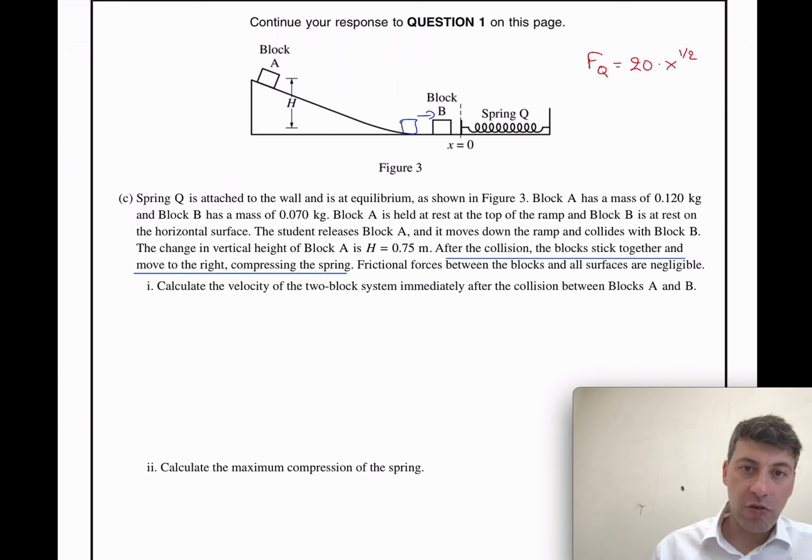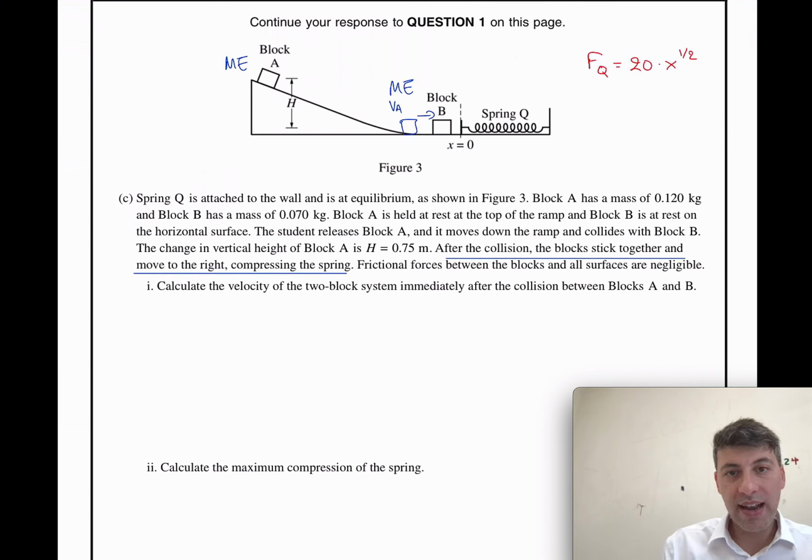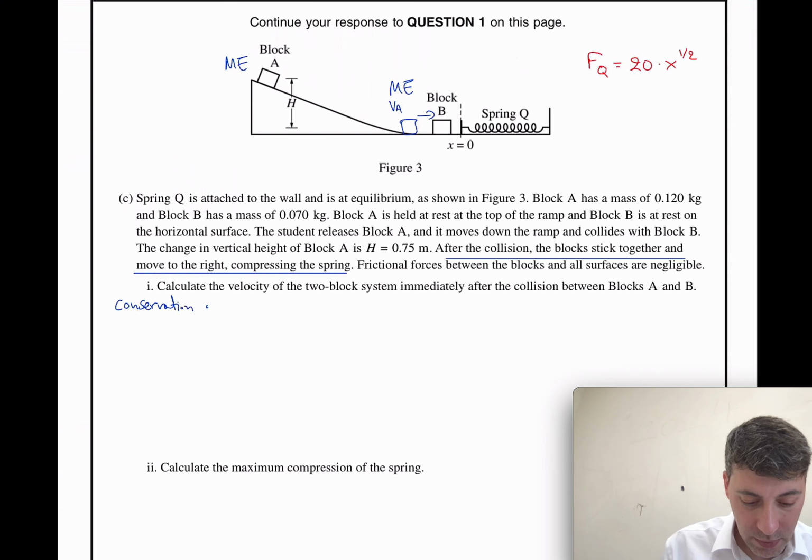Now, eventually we'll use the law of conservation of momentum in order to find the velocity for part C1, but in order to use the law of conservation of momentum, we need to find the velocity of the block A at the moment before the collision. So just before the collision, or when it is on the base of the inclined plane. So there is a mechanical energy at the top and there is a mechanical energy at the bottom. So we can use the law of conservation of mechanical energy between the top and the bottom.